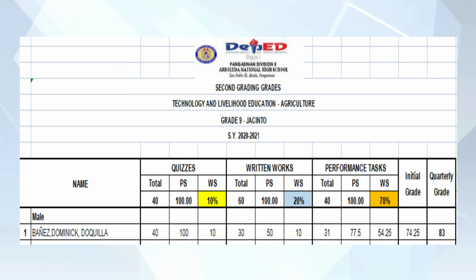We got this by getting the sum of his weighted scores in his quizzes, written works, and the performance task. 10% plus 10% plus 54.25% is 74.25%. The initial grade is 74.25. And to find his quarterly grade, please see the DepEd prescribed transmutation table. 74.25% is equal to 83% for his quarterly grade.